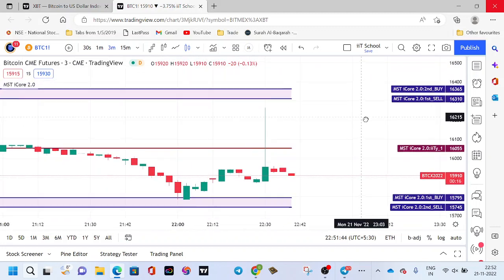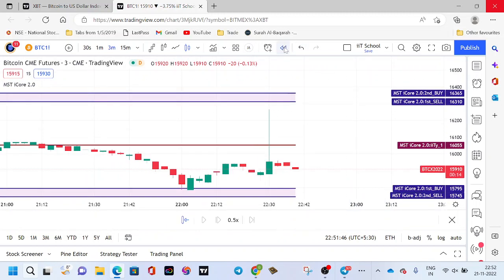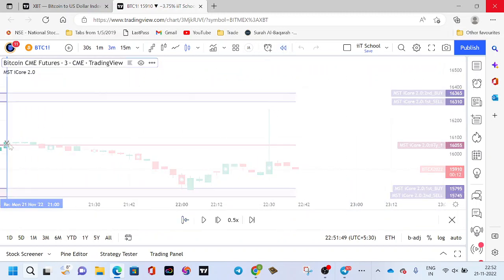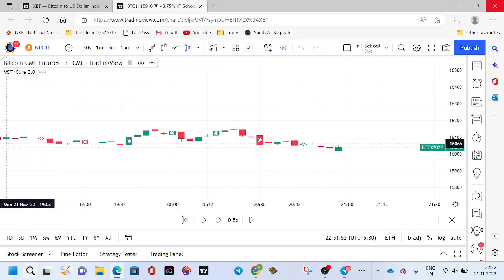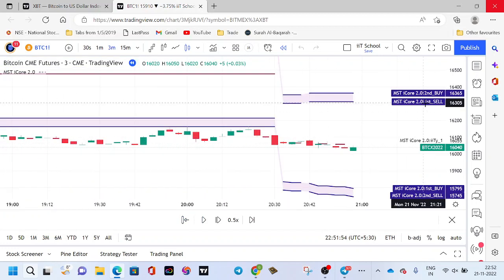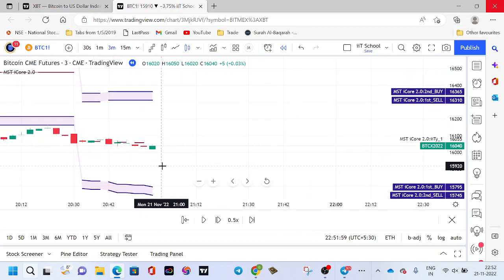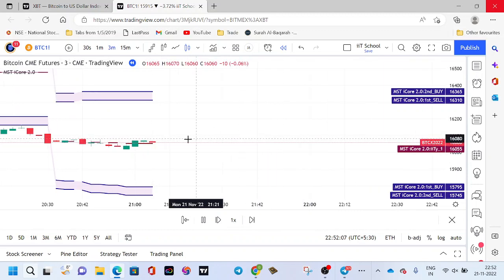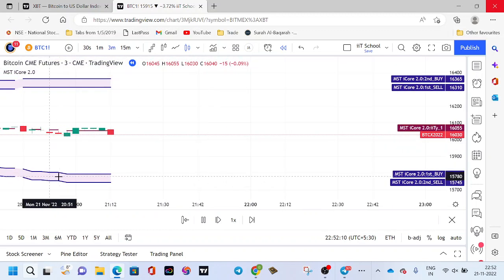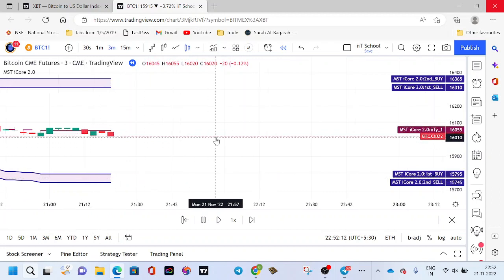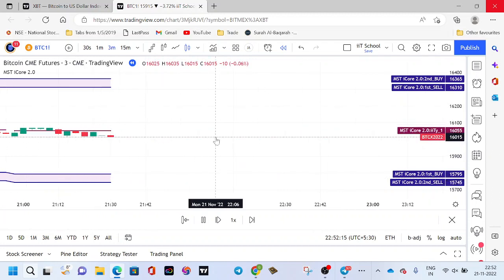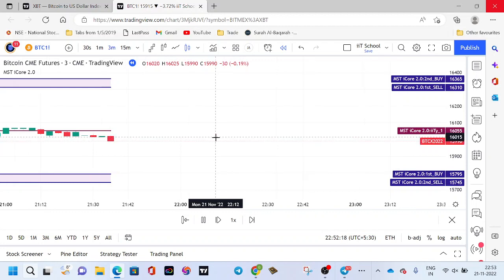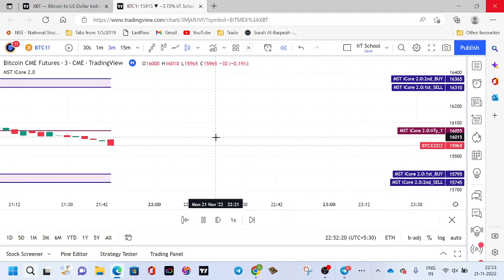Okay, now let us show you by replaying the market. I'm keeping the market here. It means the market has not started yet. So I'm running the market. I'm increasing the speed to 1 time. Our buy level is already there. From here we got the buy entry. 15,795 is our buy zone and 16,310 is our sell zone.